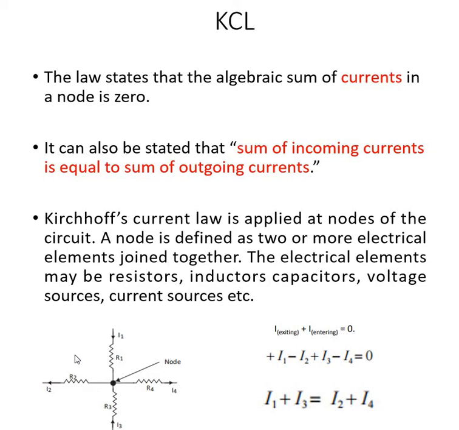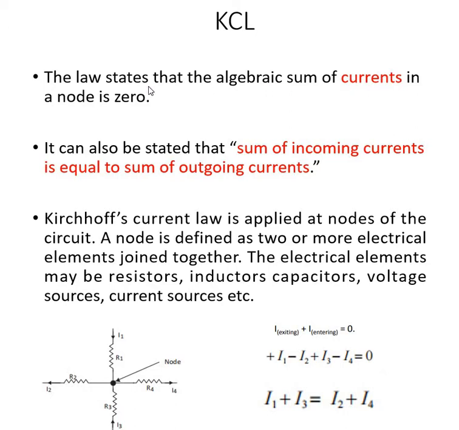In the circuit you will see I1 at the node. At the node point, I1 is the incoming current, so I1 is plus, and I3 is also plus. And what about outgoing? There are two: I2 is minus, I4 is minus. The total is equal to 0. So incoming current plus outgoing current is equal to 0.